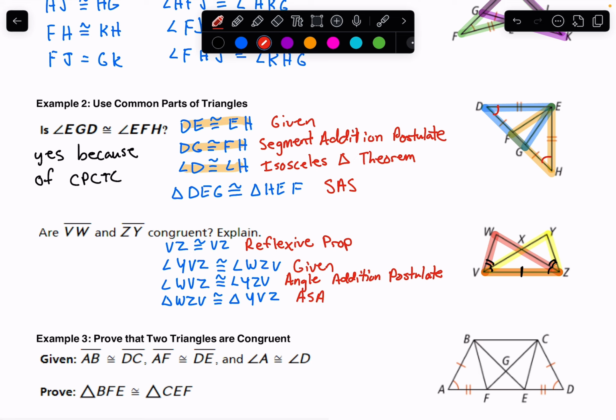But remember, that's not what the question asked. The question asked whether VW and ZY are congruent. Well, now VW is one side of the red triangle and ZY is one side of the yellow triangle. And so we know they must be the same because they are pieces of congruent triangles. So finally, we can end this question by saying that VW is congruent to ZY by, you guessed it, CPCTC.